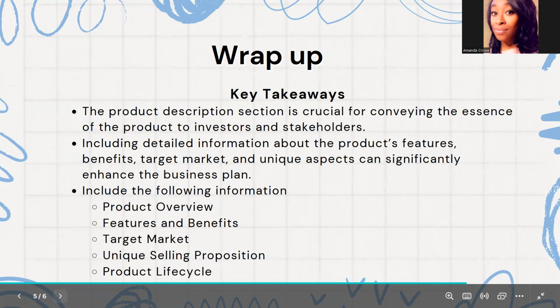And as you're writing this section, make sure you include a product overview. You talk about the features and benefits of products and services being offered. You talk a little bit about that target market and how they fit with each product and service. You look at your unique selling proposition and really make sure that you understand it and communicate it. And you also share that product life cycle.